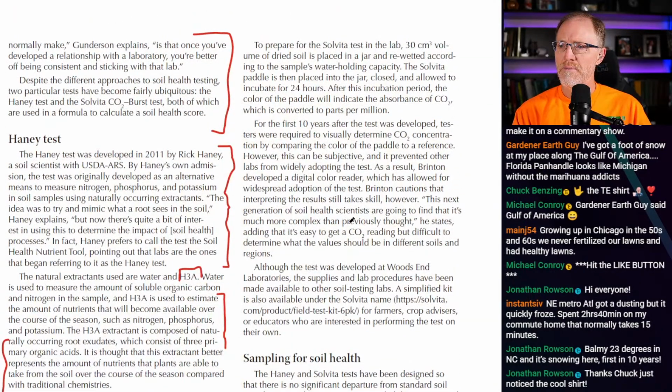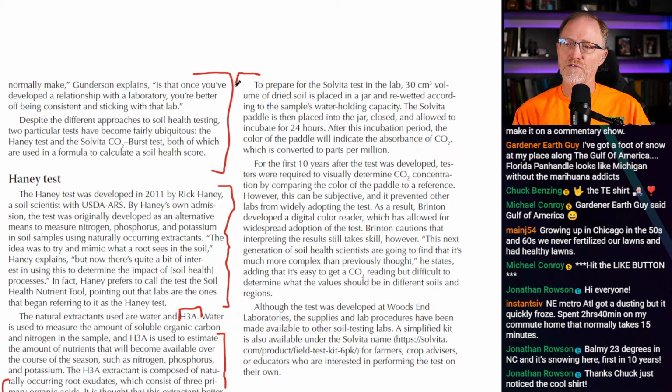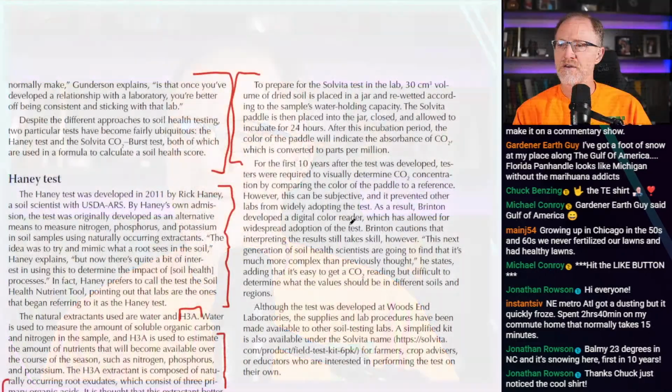And you'll see a little bit of that, just a tiny smidgen of that in the next paper I'm going to go over tonight. To prepare the Solvita test in the lab, I'm not going to go over how to prepare it, but basically there's this little pad. It kind of looks like those LED night lights that you plug into a wall, like a flat paddle. It looks almost exactly like that. And you put it in this jar and seal it, and it equilibrates with the CO2. And you take it out and put it in an instrument, and it measures the change in color. That's all it does.